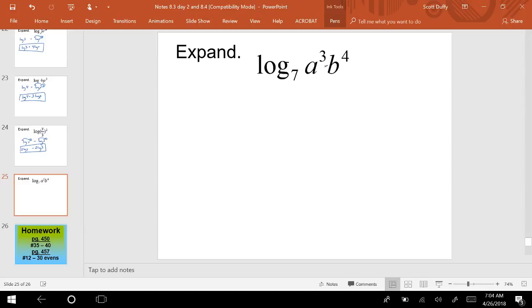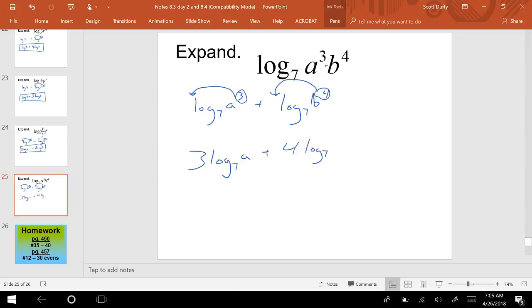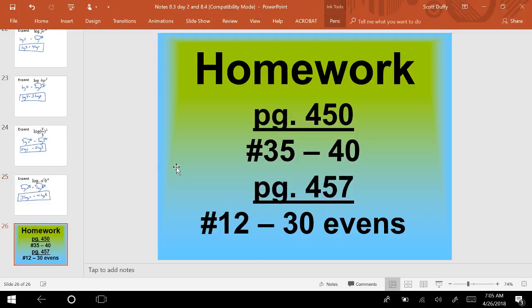These have different exponents, but you can split them first through the addition. Log base 7 of a to the third plus log base 7 of b to the fourth. Both the 3 and the 4 need to come down as multipliers. So it's 3 times the log base 7 of a plus 4 times the log base 7 of b. And this is your homework. Please do it.